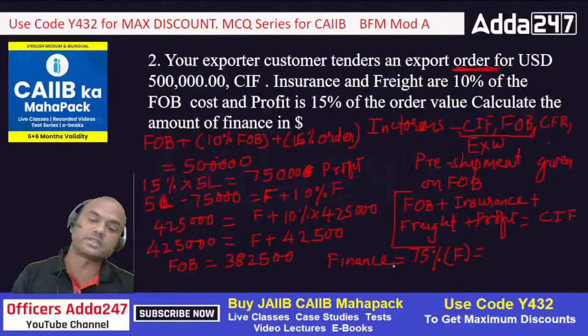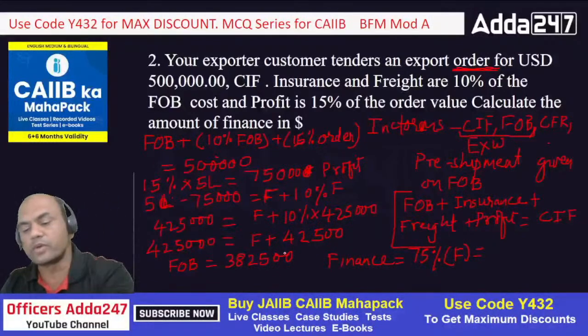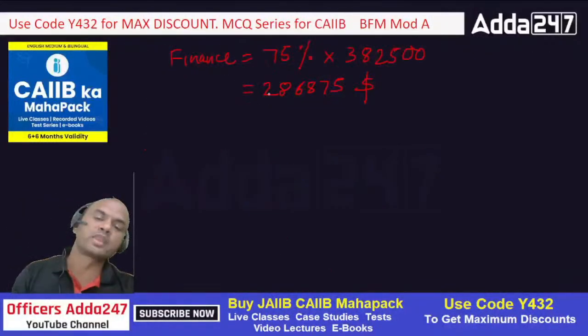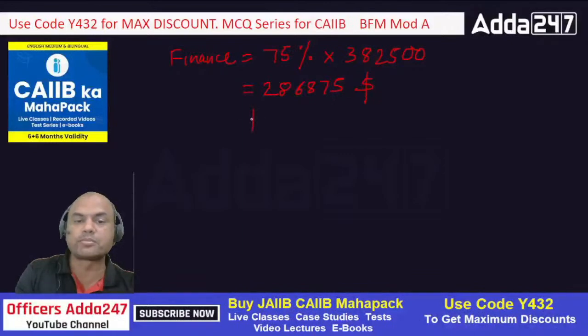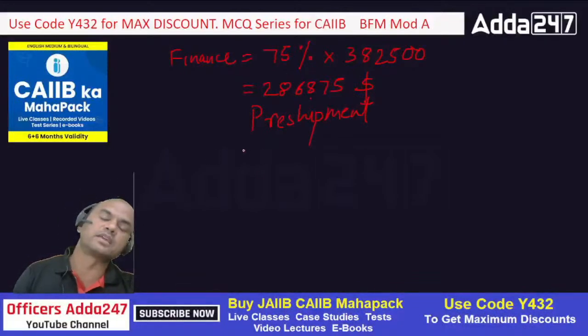But finance is given 75% of this. So 75% of 3,82,500, you will be getting it as 2,86,875. This is the pre-shipment finance. Remember, pre-shipment, before shipment. Okay, this is my pre-shipment finance. Now tell me the answer.